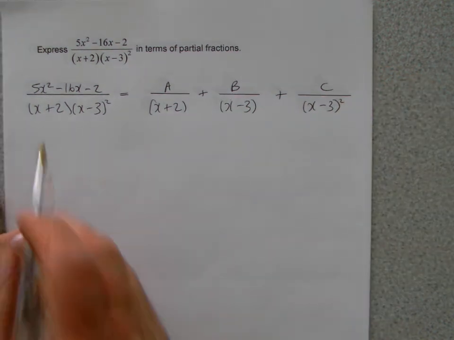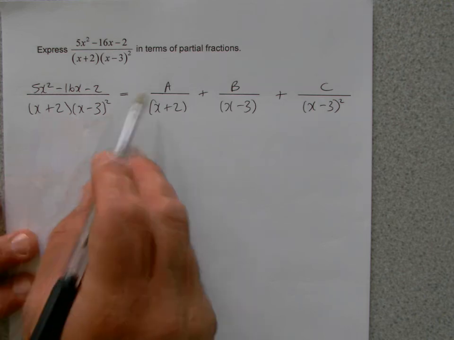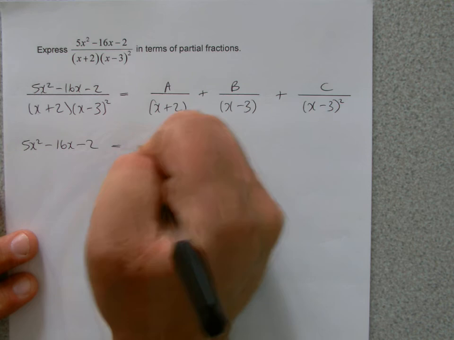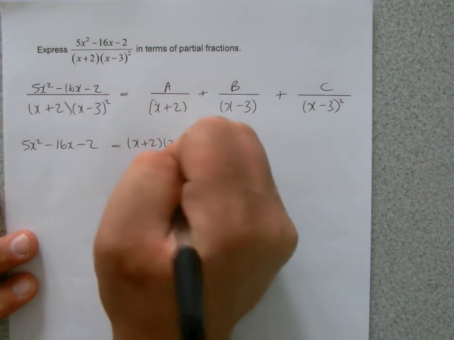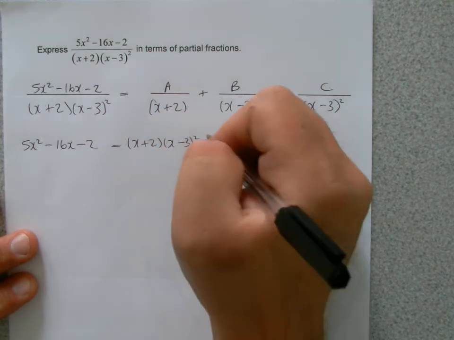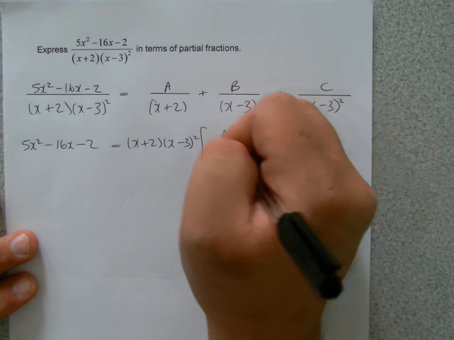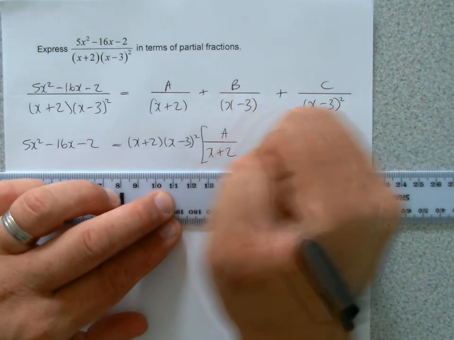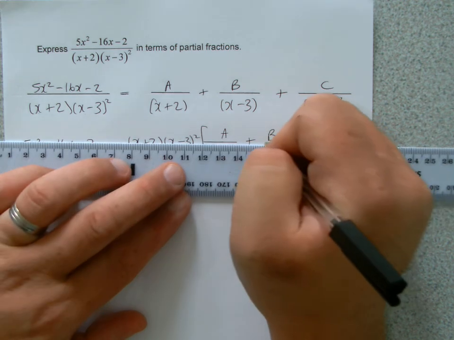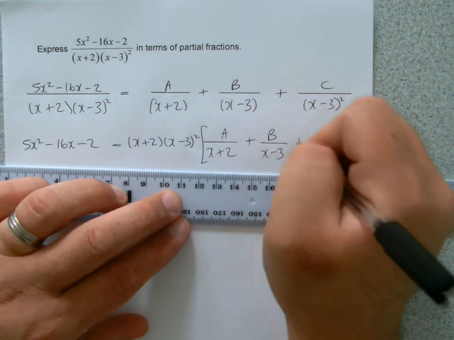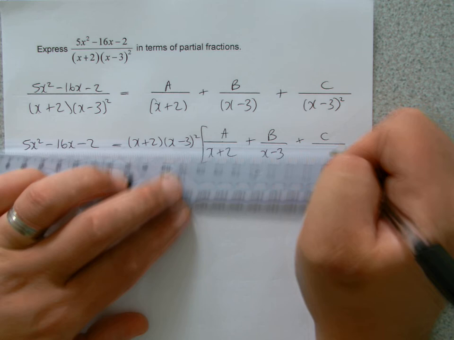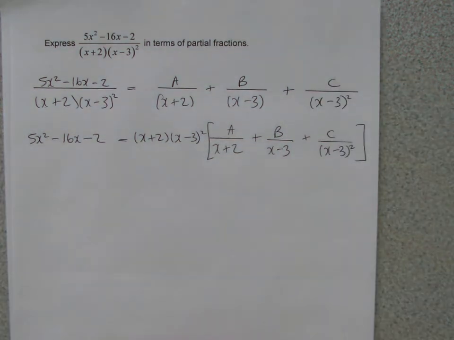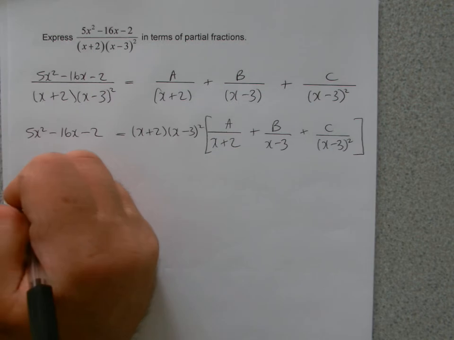Then, just like before, this on the bottom here, you take over and multiply. So 5x squared, take away 16x, take away 2, is then these two brackets, and one of them squared, obviously, and then we're going to have a square bracket to write all this in. So we've got a over x plus 2 plus b over x minus 3 plus c over x minus 3 all squared. Multiply out that bracket, then let's expand.